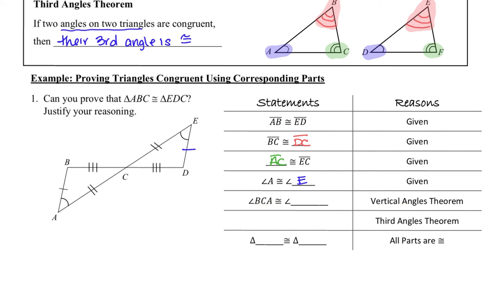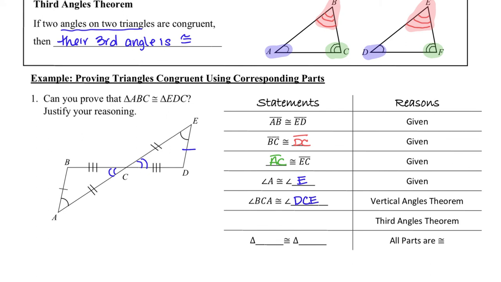So if you look here, we're going to use the vertical angles theorem. So BCA, talking about this angle right here, this angle is congruent to whatever this angle is. So it's important that you name it correctly. How would you name this angle? It would be angle DCE.